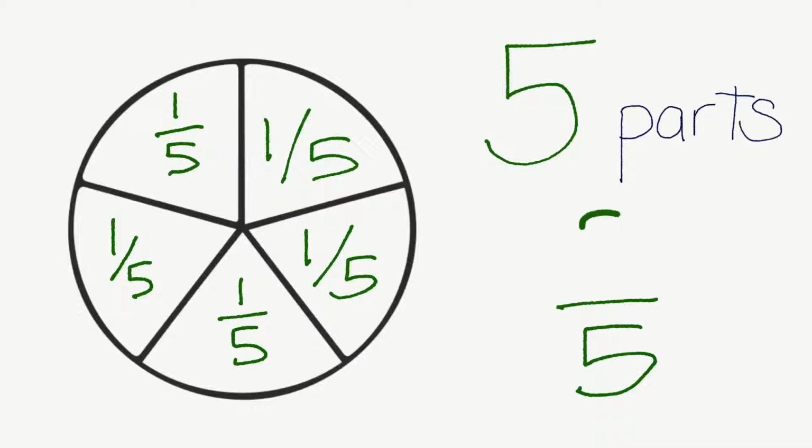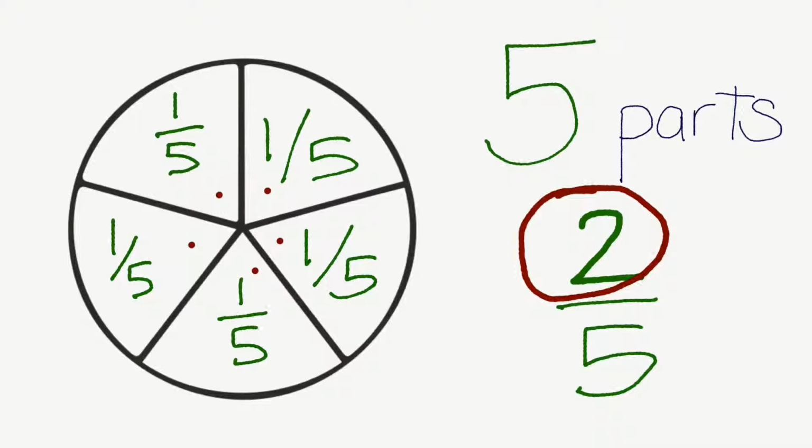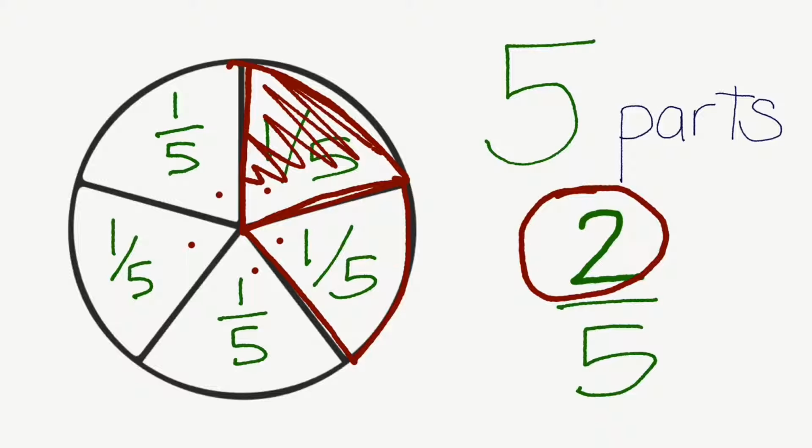Let's see what 2/5 look like. Okay, take a step back. We have 1, 2, 3, 4, 5 parts all together, and I want to focus on just 2 of them. 1/5, 2/5. 1, 2 of 1, 2, 3, 4, 5 parts.